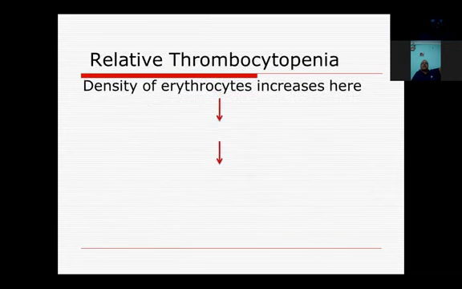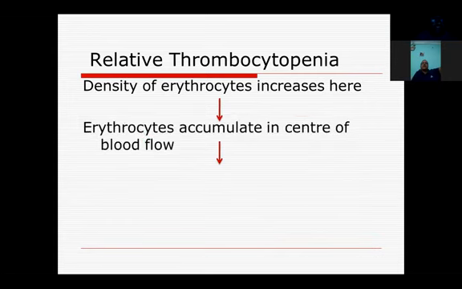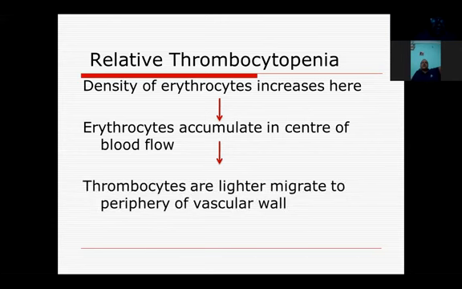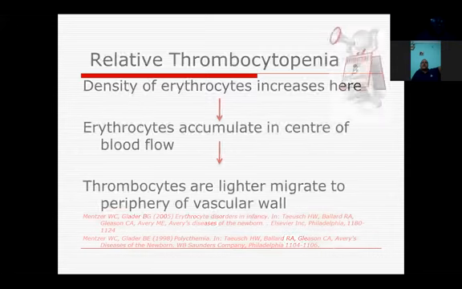Then what is the cause for relative thrombocytopenia? See, it is not thrombocytopenia, it is a relative thrombocytopenia. The density of erythrocytes increases in polycythemia, where the erythrocytes accumulate in the center of the blood flow and thrombocytes are lighter. They migrate to the periphery of the vascular wall. So they result in thrombocytopenia. Actually, there is no thrombocytopenia.